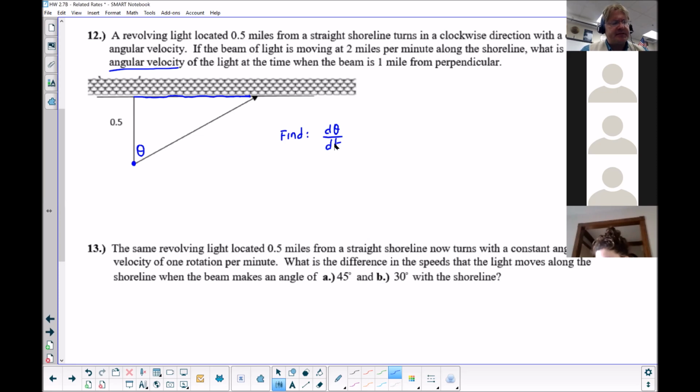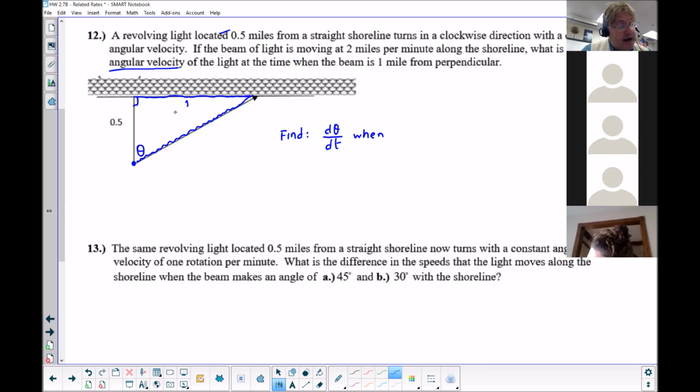Okay, well, when specifically are we going to be finding d theta dt? If we continue to read, we want to find this angular velocity at the time when the beam is 1 mile from the perpendicular. That's what's very confusing. What they're basically saying is they have this beam at the split second shining right along this hypotenuse, and this is the 1 mile. That's what they meant by the 1 mile from the perpendicular, this being obviously the perpendicular.